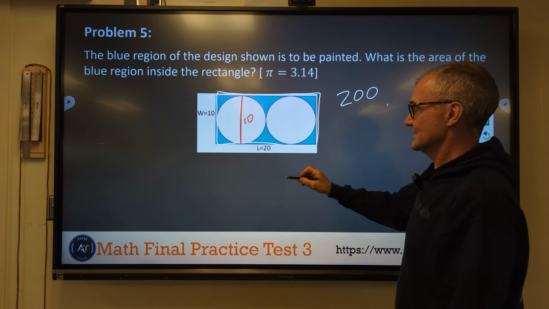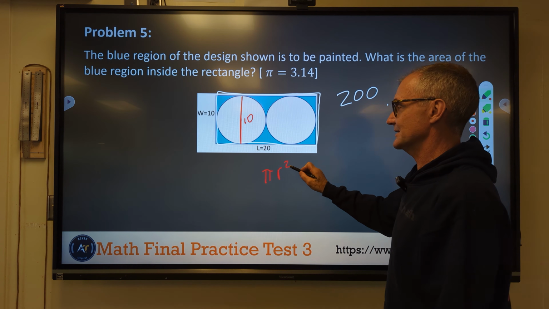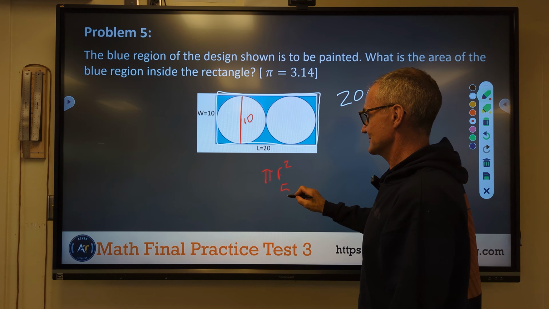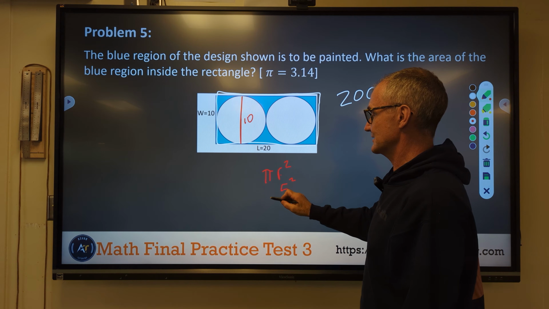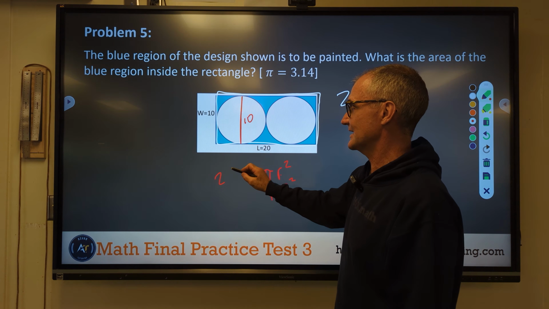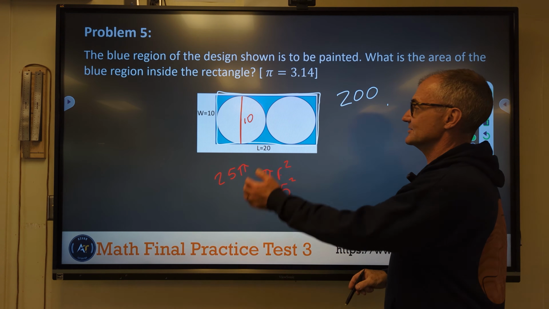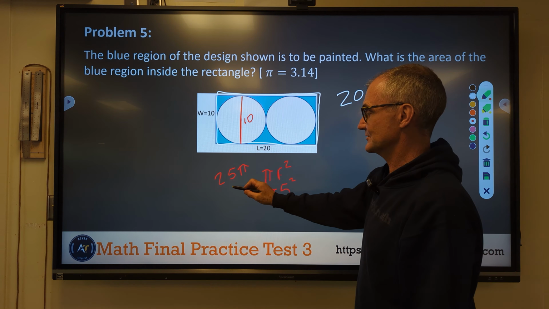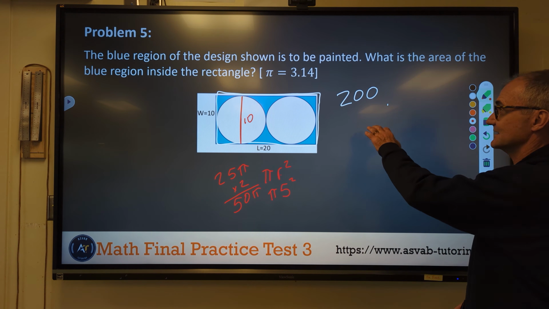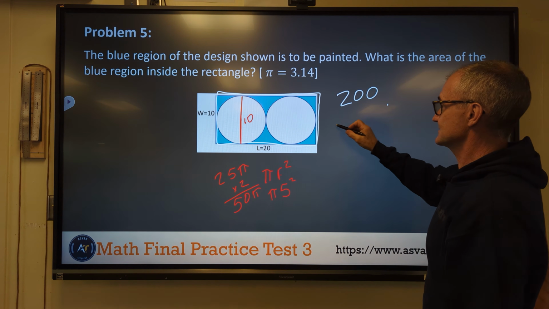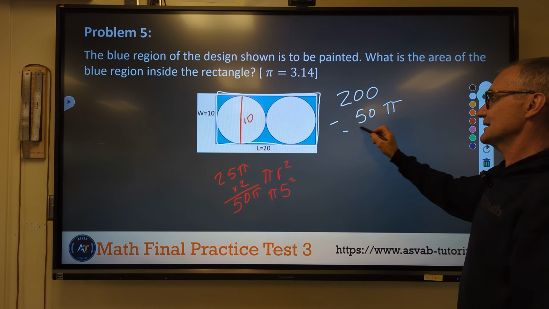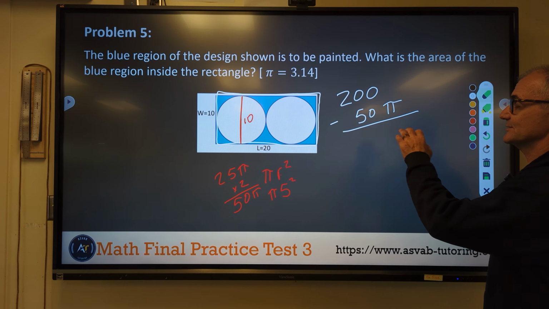Area of a circle is pi r squared. So if the diameter is 10, the radius is 5. So I'm going to plug a 5 in for the radius, square it, and multiply it by pi. So one circle is 25 pi. The other circle is the same, so I'm just going to multiply that by 2 to get 50 pi. So the area of the rectangle is 200, and the area of the two circles is minus 50 pi. And that might be one of your answers if it's multiple choice, 200 minus 50 pi.